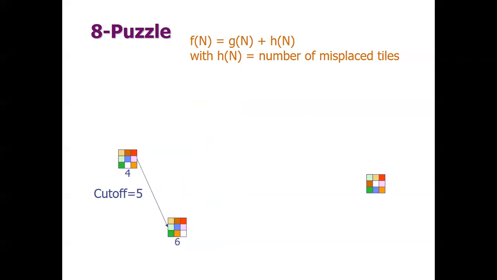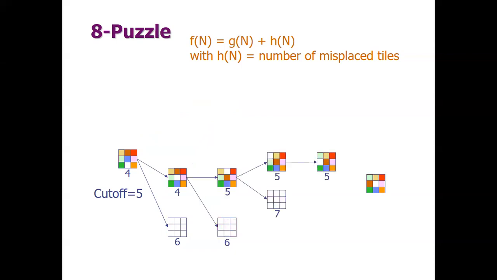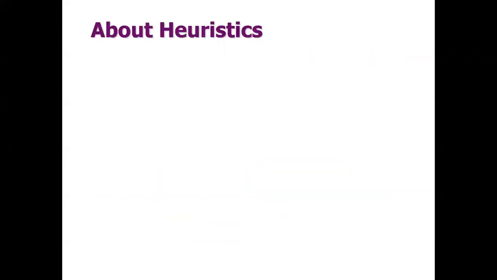Now when we increase the cutoff, we get this. We can include states only up to cutoff 5. Now our cutoff is 5. With cutoff 5, we are reaching the goal state, right? So this is an optimal solution.